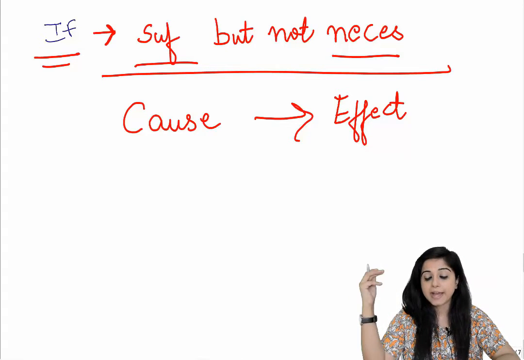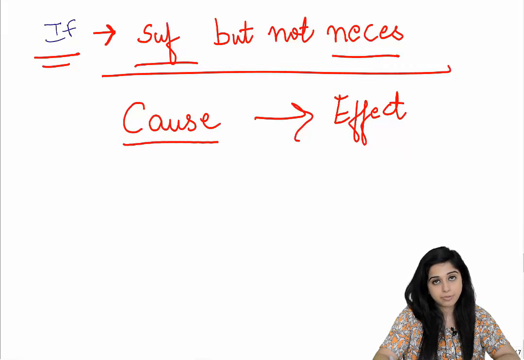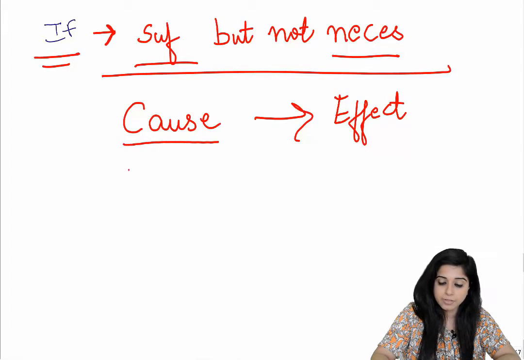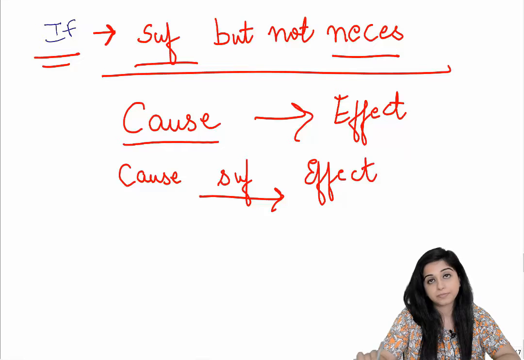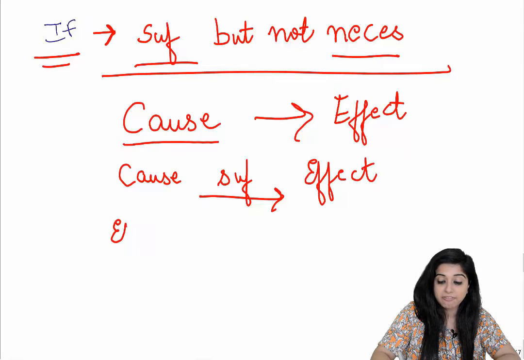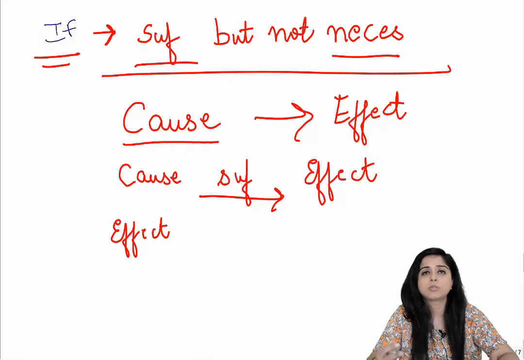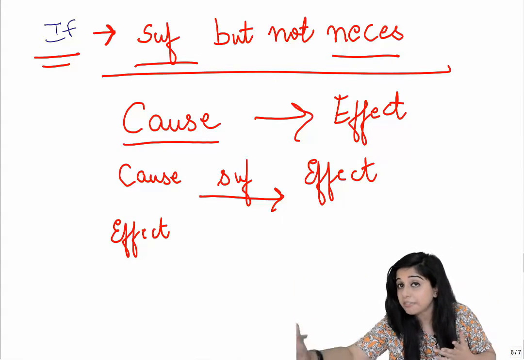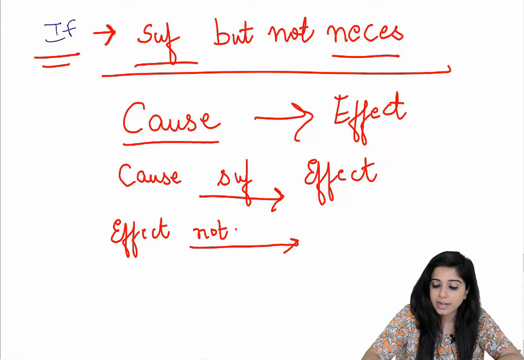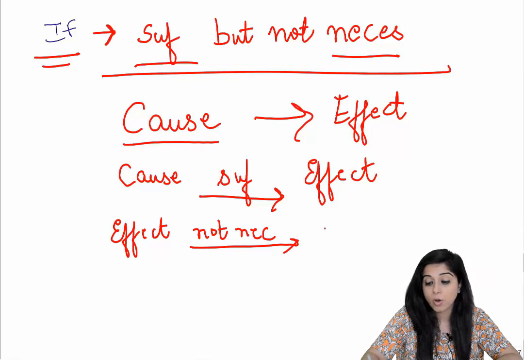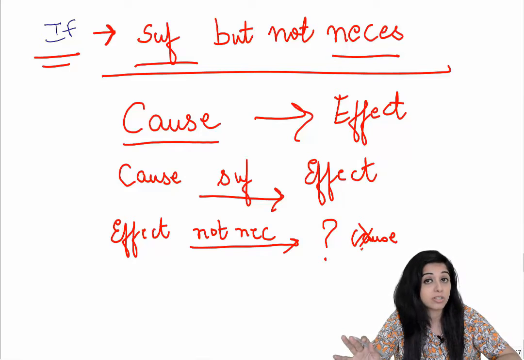It means that each time a cause happens, it is sufficient enough a condition for the effect to happen. But if the effect is happening, let's say on its own, or if you just stumble upon the effect and you see that the effect is happening, it is not necessarily because of the cause.